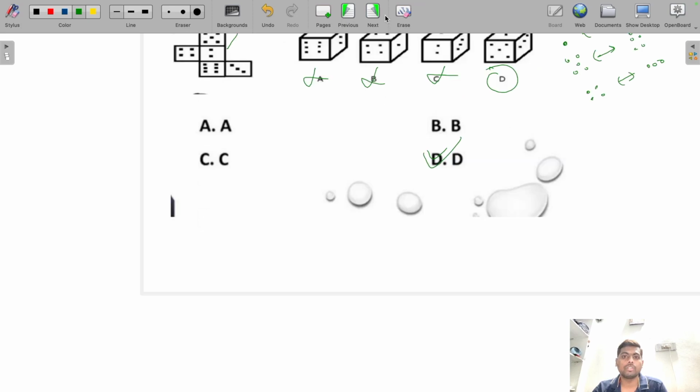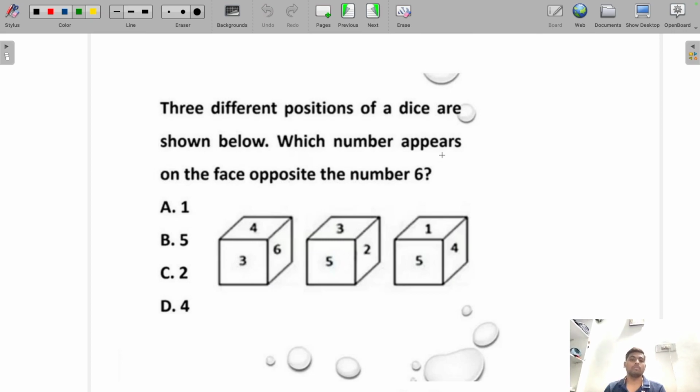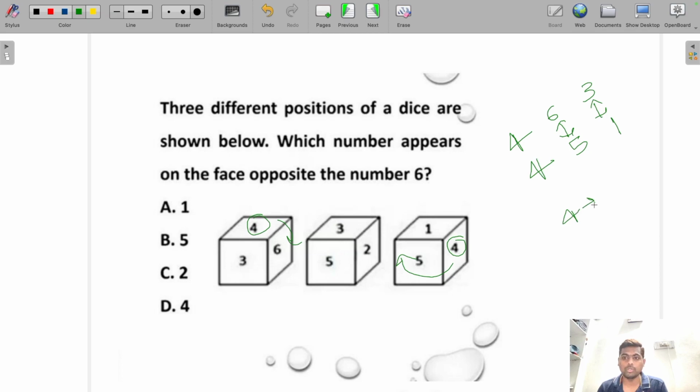Now coming to the next question. So 3 different positions of a dice are given. Which number will be opposite to 6? Okay, if you see closely, 4 is common between these two cubes. Write down from 4 going clockwise, 6 3, for this one going clockwise, 4 5 1. 6 is opposite to 5, 3 is opposite to 1, 4 is opposite to 2. But in the question they are asking what is opposite to 6, means 5.